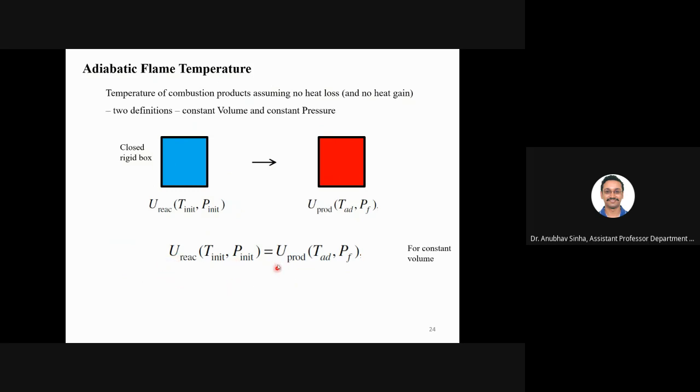Now this U will be the same. U of reactant and U of product will be the same, when you define U at T adiabatic for the product and the reactant at T initial. This U is the same because there is no heat transfer with the surroundings and there is no work done. So by the first law, your energy remains constant. But still we are seeing an increase of temperature. How is that possible?